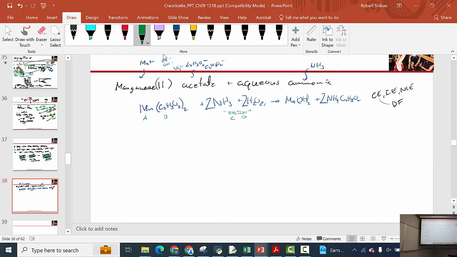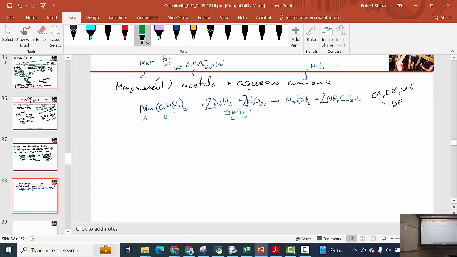Like I said, the easiest is to balance it down here. So here we have 1 manganese, 1 manganese. 2 acetates, we only have 1 acetate over here, so the 2 needs to go in front there. That's going to give me 2 ammoniums. And so that means I need 2 ammoniums here and 2 hydroxides here. In order to get 2 and 2, I need 2 and 2 up here. And that gives me my 2 hydroxides for here, so that's balanced.